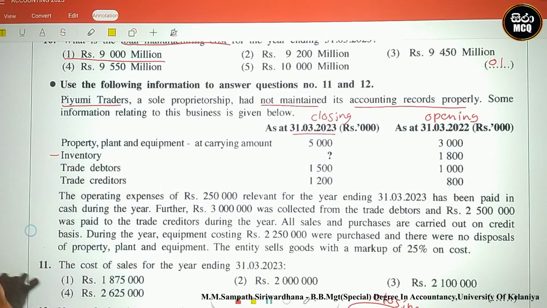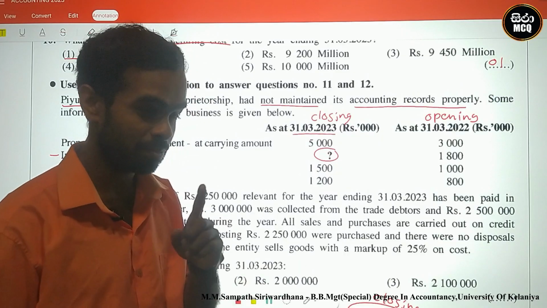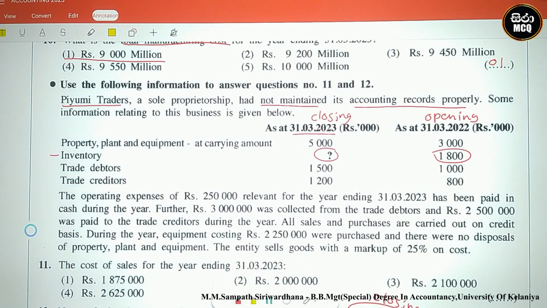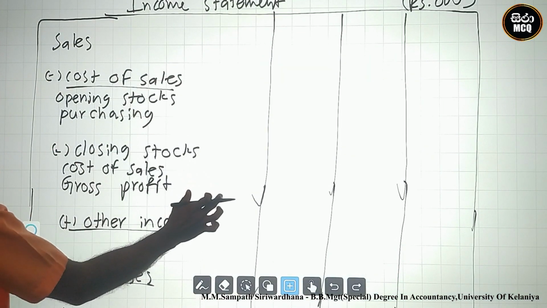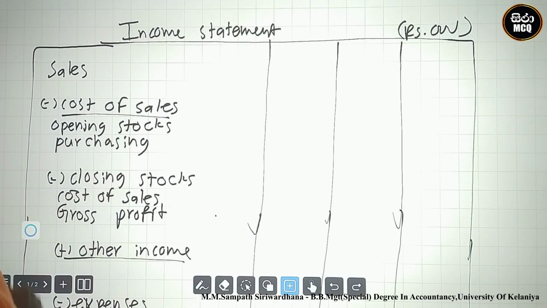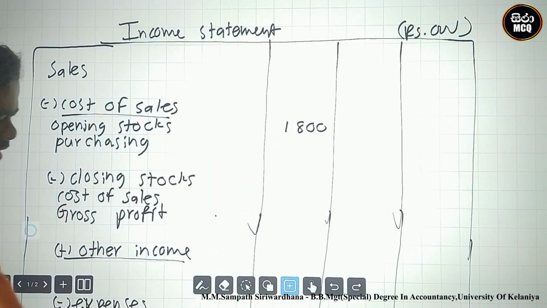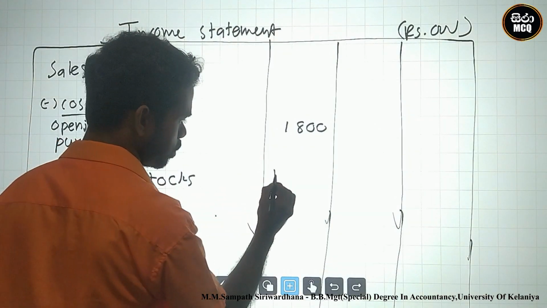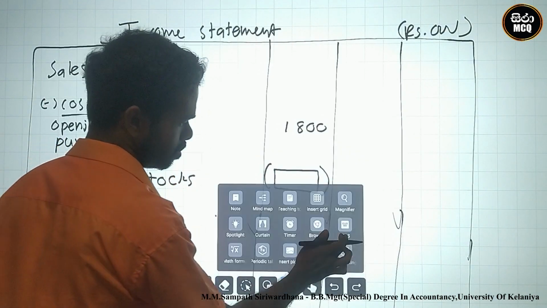Next one, inventory. Closing inventory is not there, we must find it. Opening inventory is there, so we can include opening inventory 1800 in the income statement, under opening stocks. The closing stock is not available yet. Closing stocks must be deducted.